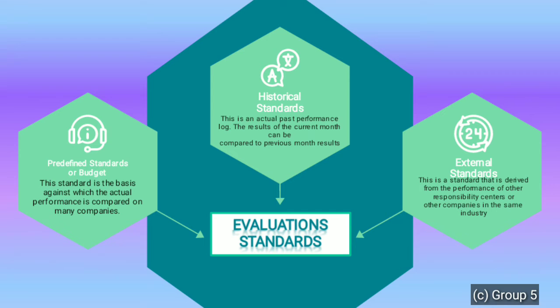And the last is external standards. This is a standard that is derived from the performance of other responsibility centers or other companies in the same industry. The performance of one sales branch can be compared with the performance of another sales branch. In addition, it can also identify other companies that are believed to be the companies with the best management in the industry.